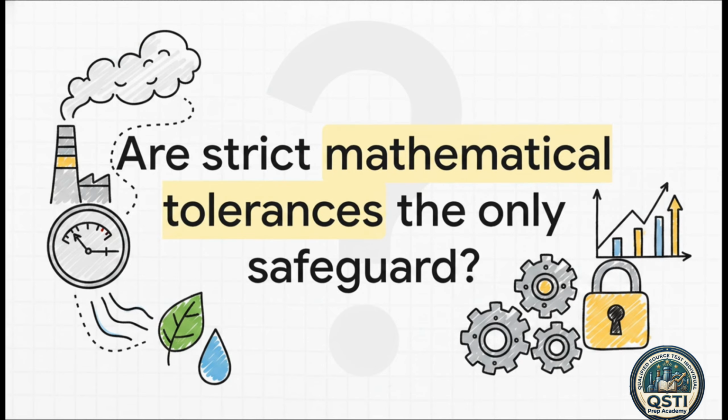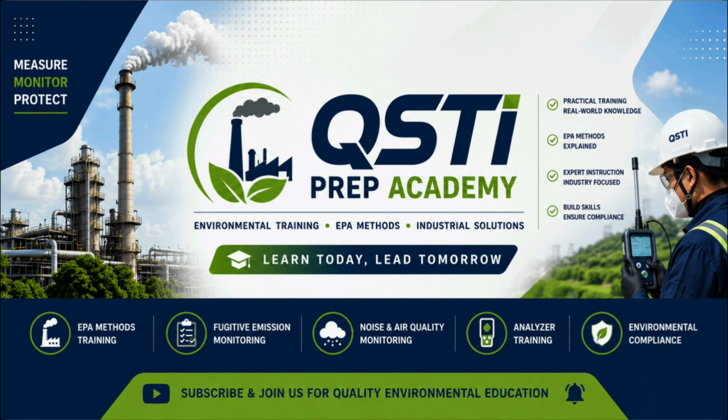So as you review these demanding regulations, I want you to consider this. Are these rigid equations and percentages the true safeguard keeping our air clean? And what happens the exact moment a monitor drifts just a fraction of a percent too far, crossing that 1.5 part per million threshold? The rules are clearly defined, sure, but the ongoing execution of these rules is what truly protects our environment.